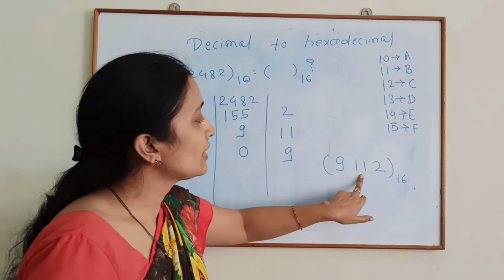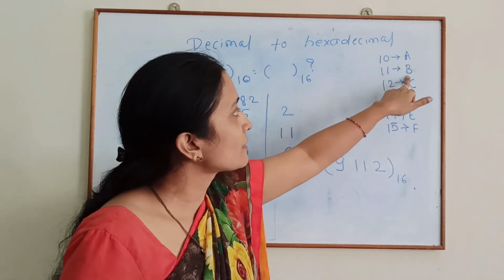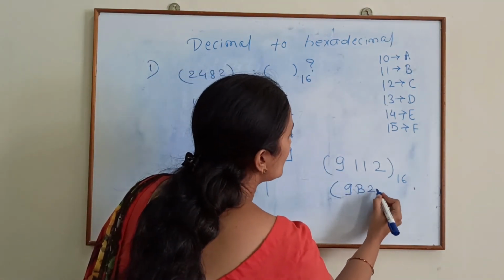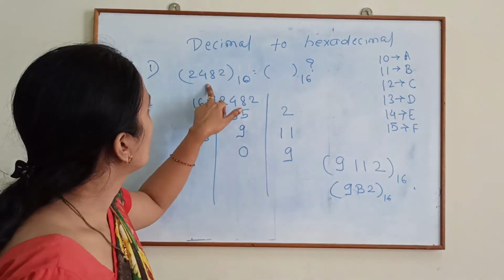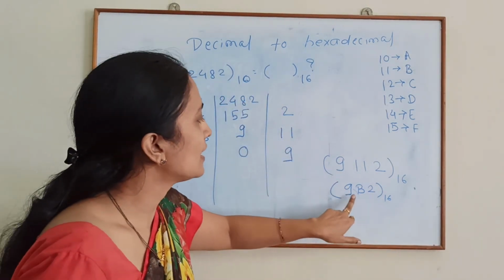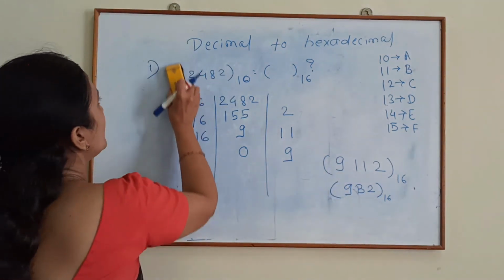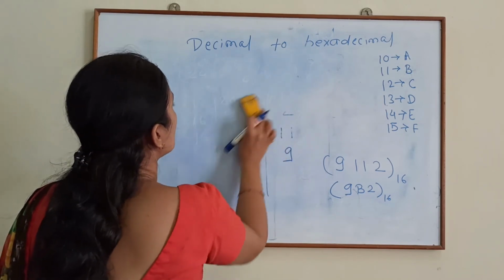Now what answer we have got? 9, 11, 2. Here 11 means B. Therefore, actual answer is 9B2 in hexadecimal. Hexadecimal equivalent of 2482 is 9B2. This is the method for converting number from decimal to hexa. One more example we will take.